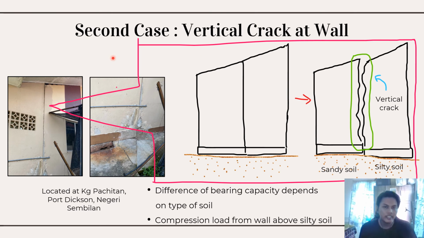Now this is the second case, which is the vertical crack at the wall. This now is a horizontal crack. This one is a vertical crack. It was located at Kampung Pacitan, Polisan, Negeri Sembilan. How can this crack happen? Still the same, because of differential settlement, which happens because of the difference in bearing capacity depending on the type of soil and the compression load from the wall above the silty soil. If you can see the diagram here, this one is the silty soil. Silty soil is really poor in bearing capacity, while sandy soil is really good in bearing capacity. So silty soil is not able to retain the wall, so the crack happened. It was like this.